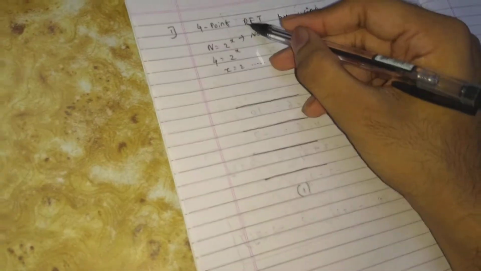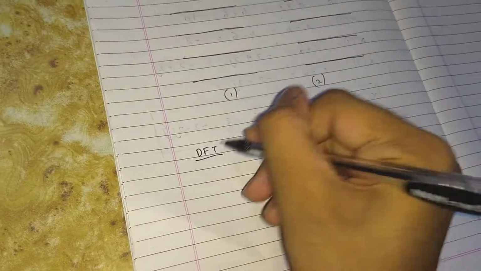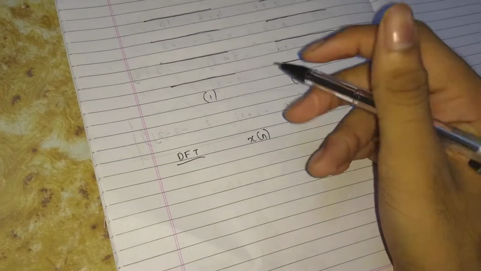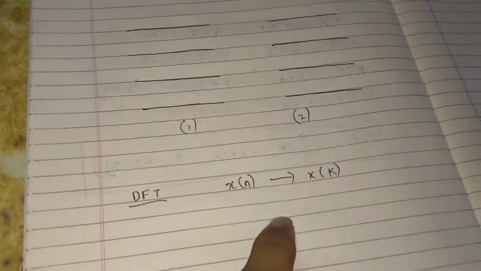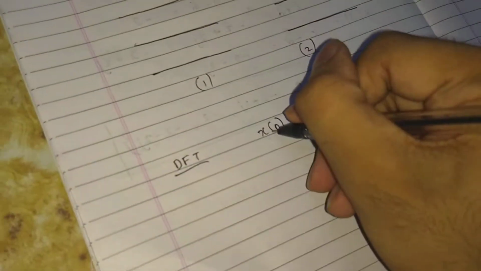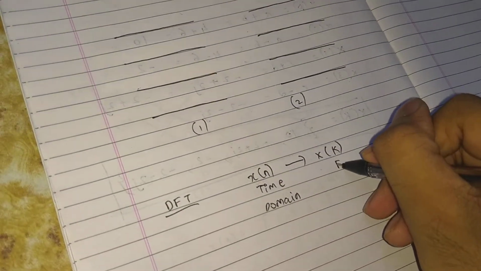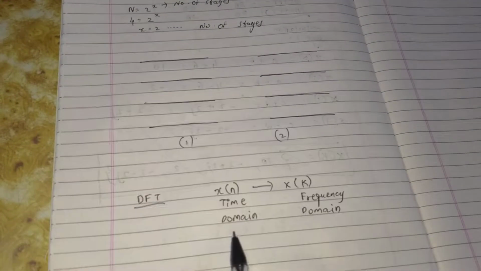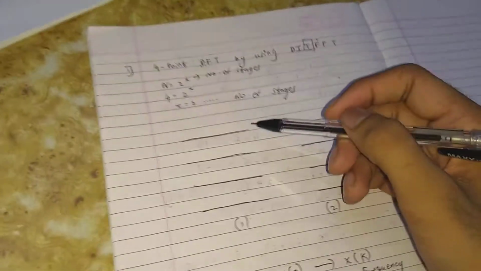Now you have to find DFT. What is the meaning of DFT? This is very basic. DFT means discrete Fourier transform. What happens in DFT is you have x of n with you and you need to get x of k. In this you are given x of n, that means time domain, and x of k is frequency domain. So DFT is this particular term.